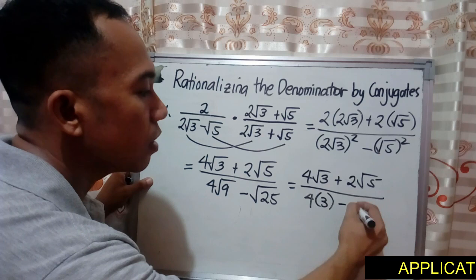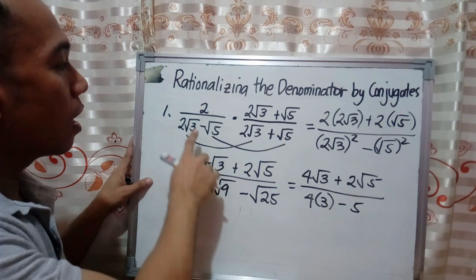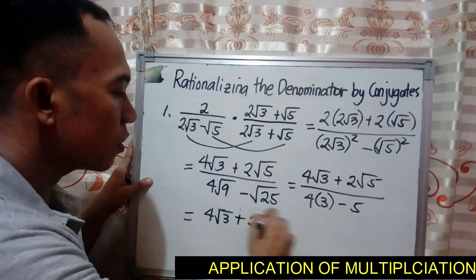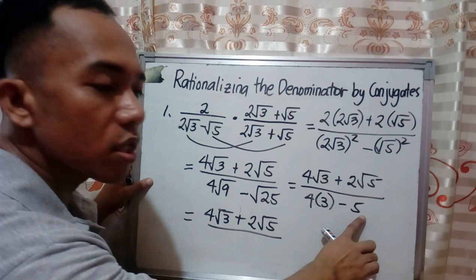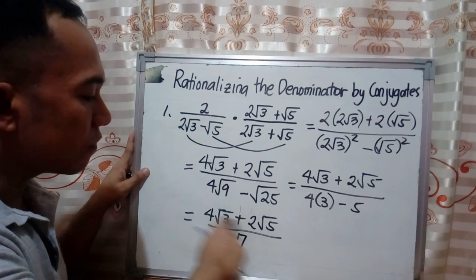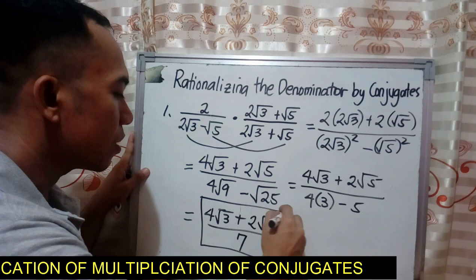So our final radical expression, to rationalize it, will become 4 square root of 3 plus 2 square root of 5 over 4 times 3, 12, minus 5, 7. Okay, can we simplify further? Since 7 is prime and it does not share a common factor with 4 and 2, this is now your final answer.